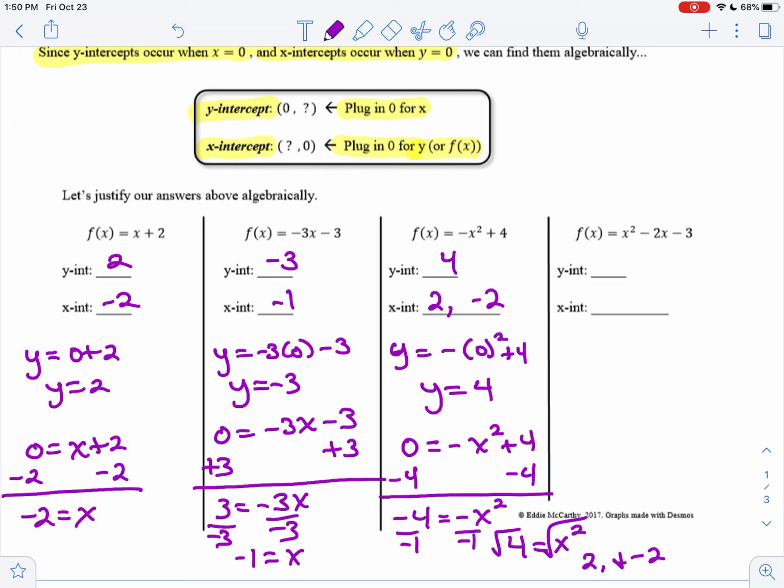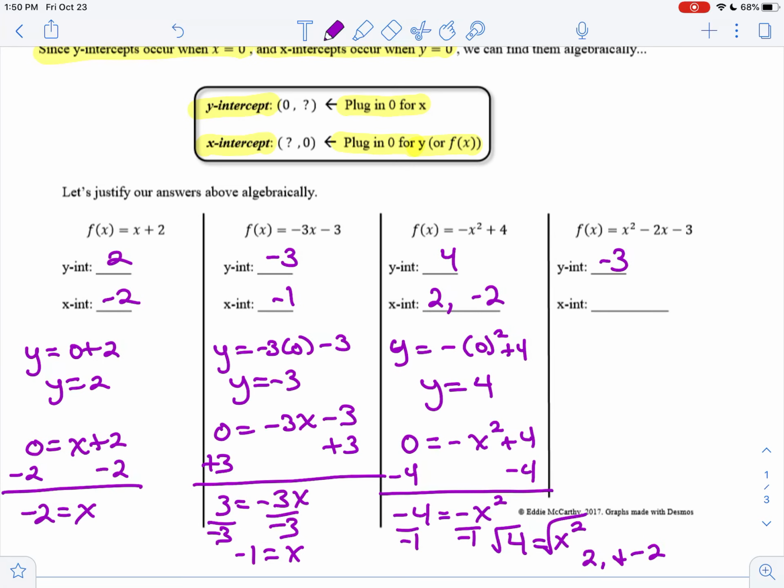And in our last one, it's going to be a little bit trickier to get the x-intercept, but the y-intercept can be found pretty easily. If you put a 0 in for x, you're going to get a -3 out for y. You have to put a 0 in 2 places, but they all fall away and you get -3.